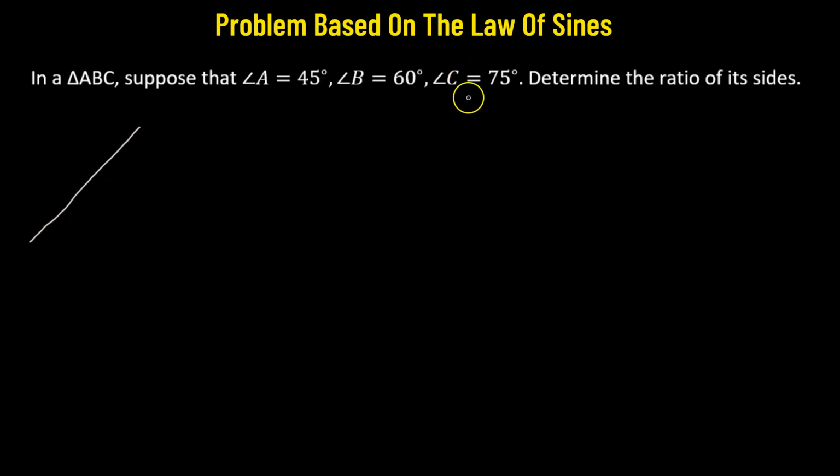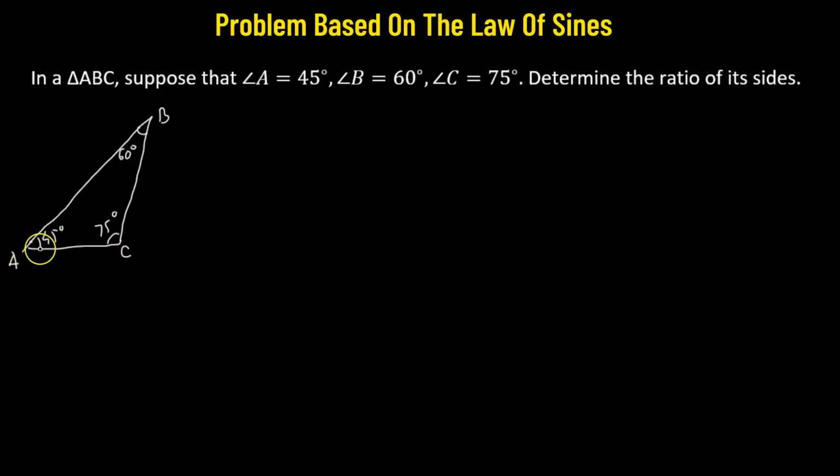Since our angle C is 75 degrees, that means we have an obtuse angle triangle. So it is obtuse at angle C. So we're going to call this angle A, and this will be angle B. It's given here that angle A is 45 degrees, angle B is 60 degrees, and angle C is 75 degrees. Now let's also specify the sides.